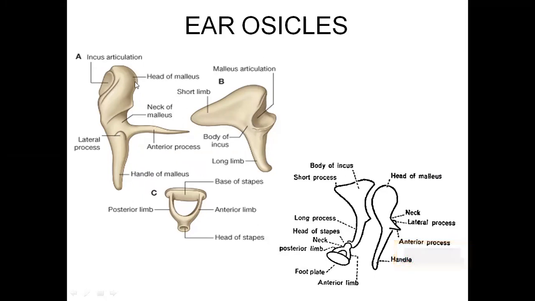The incus has a short limb, a long limb, and a body. This is the place where incus articulates with malleus, so the incudomalleolar joint is formed. The joint is like this. This is the malleus bone, this is the incus bone, and this is the stapes bone. So malleus, incus, and stapes. This is the body of the incus, and this is the point where the malleus is coming and articulating.